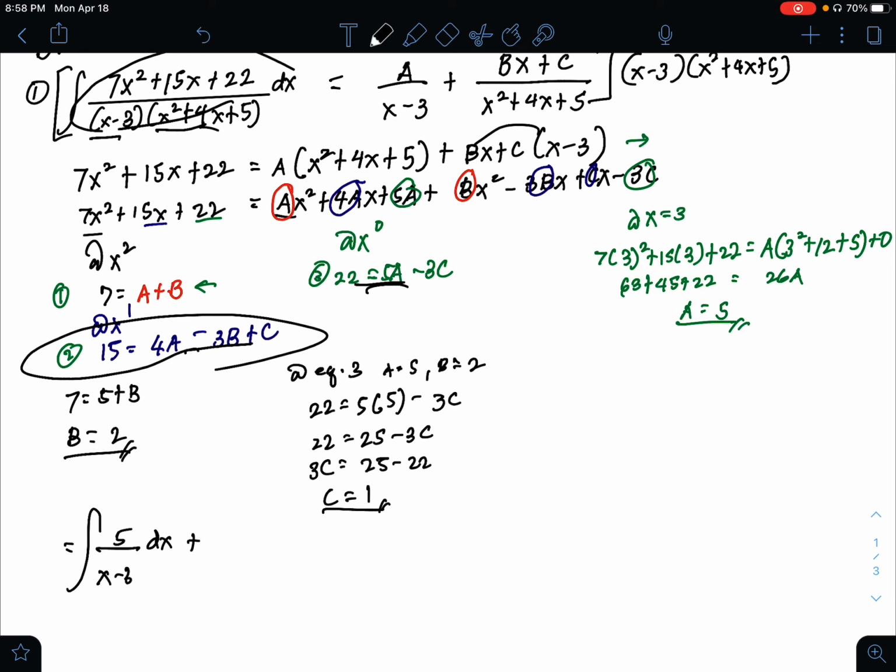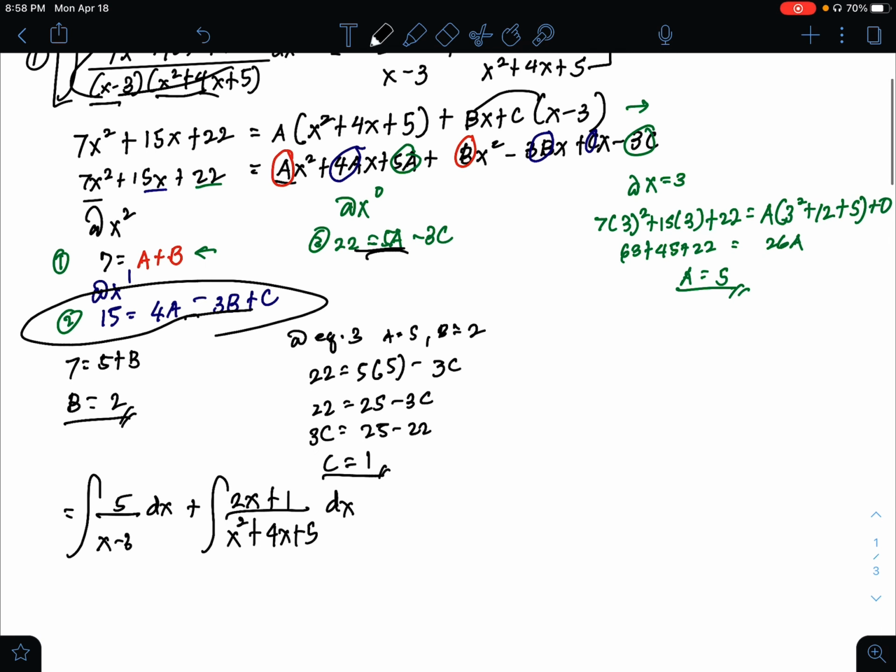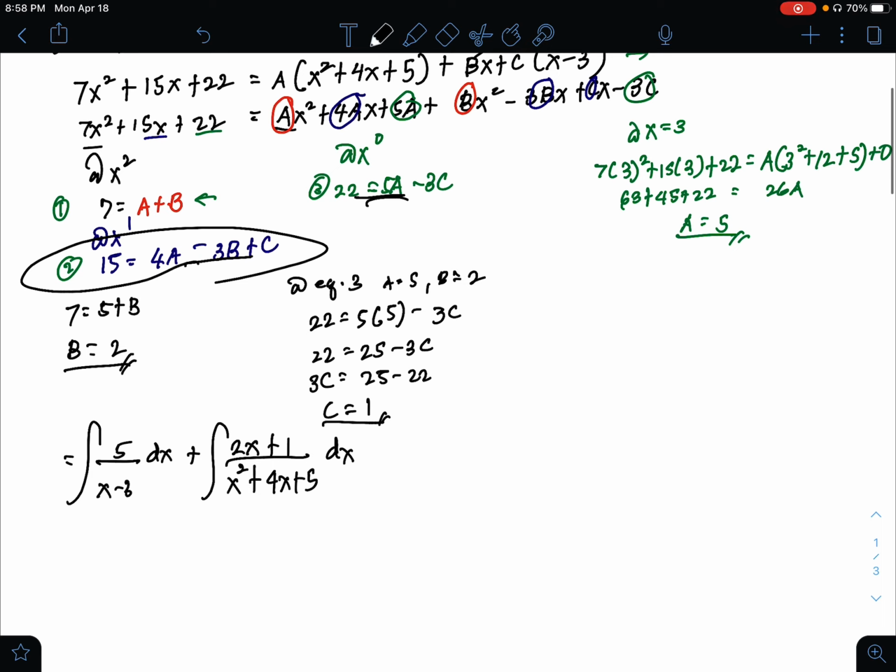Plus, B is 2, so 2x plus 1. C is 1, right? And our denominator is x squared plus 4x plus 5 dx. Alright, so how are we going to integrate? Actually, we can integrate this one. However, this one is a little bit problematic. So let's try to integrate that as 5 over x minus 3 dx plus.